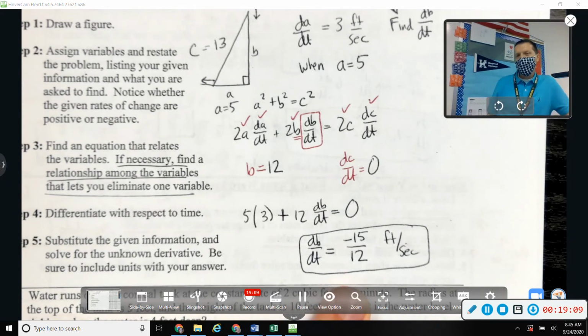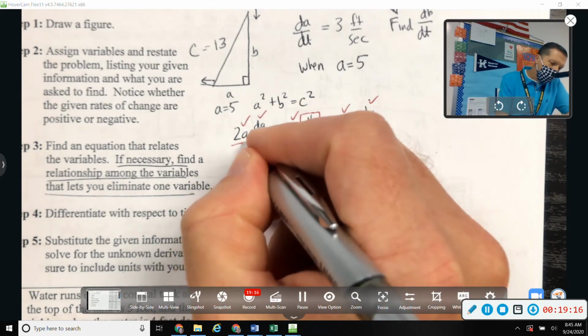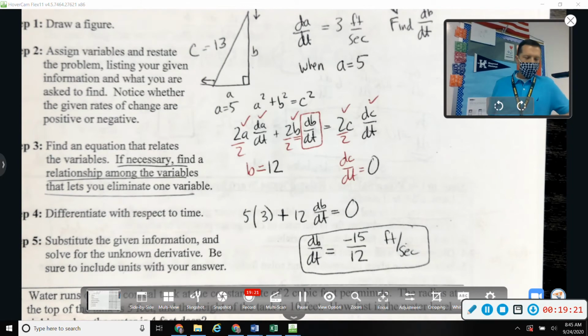John? So if it's 2a, why don't we multiply 2 by 5? So I cheated and divided everybody by 2. Oh, okay. Just so I wouldn't have to deal with the 2's. Yeah. But I could have put the 2's back in there and it would have been just fine.